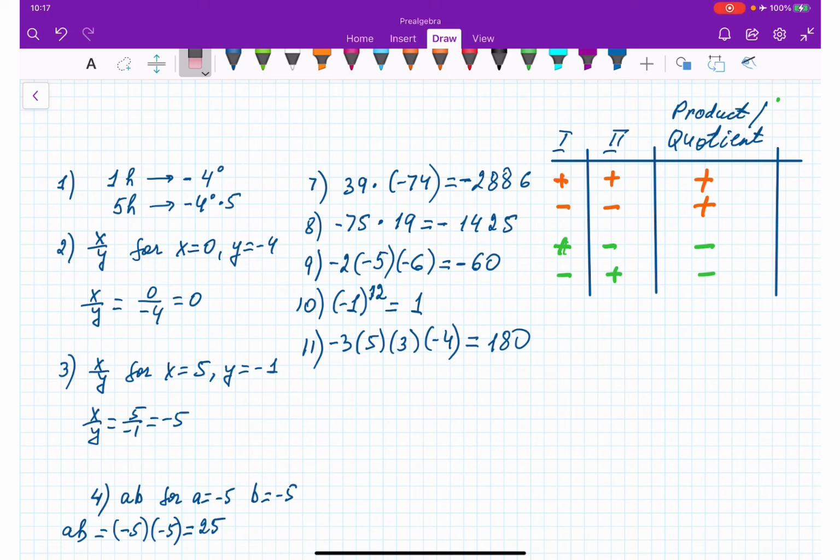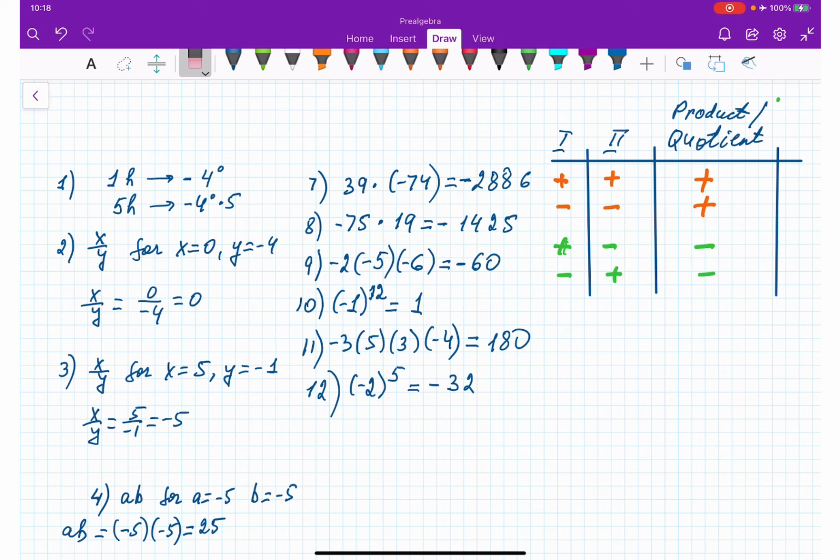Let me clean this drafting so as not to occupy space. Number 12. Negative 2 to power 5. So we have base negative 2. Therefore, since the degree is odd, it's 5, the result is going to be negative. And negative 2 to power 5 means negative 2, negative 2, negative 2, 3, 4, 5 times. If you multiply, you're going to get 32. So it's going to be negative 32.